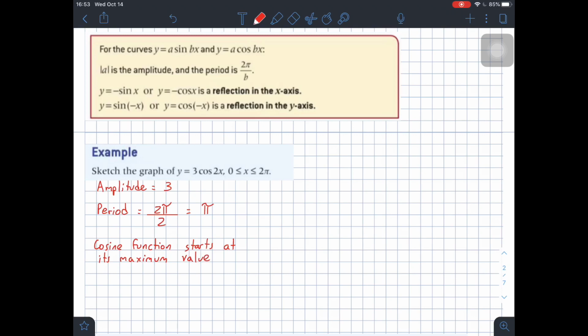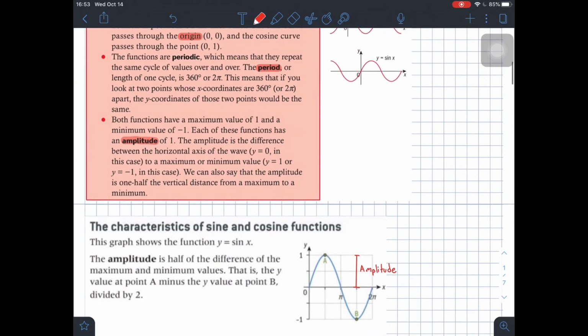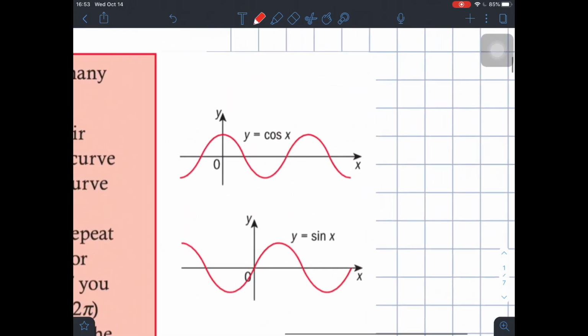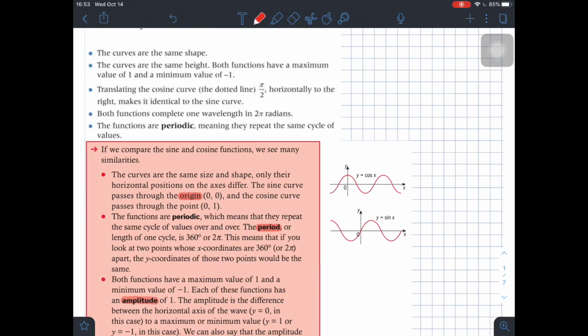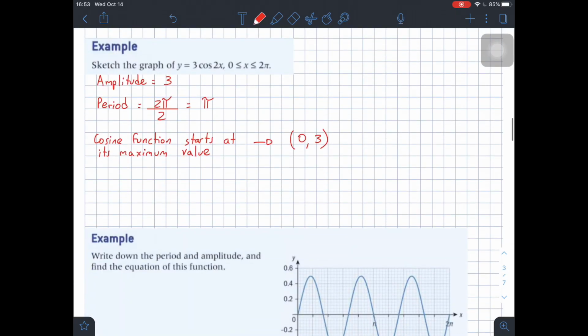So if the amplitude is 3, that means that it should start at point (0, 3). It begins at its maximum value. Remember, we saw that here, right? Cosine begins at its maximum value. That's why we wrote the point (0, 3) in this case, because 3 is the amplitude of the function.